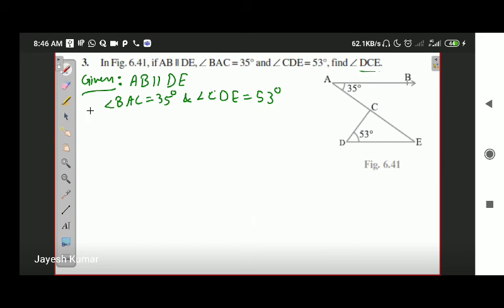We have to do two things in this question. First of all, we will determine the value of this angle E, then in triangle CDE we will use the angle sum property of the triangle. You can also say angle sum theorem. Then we find the value of the remaining angle.